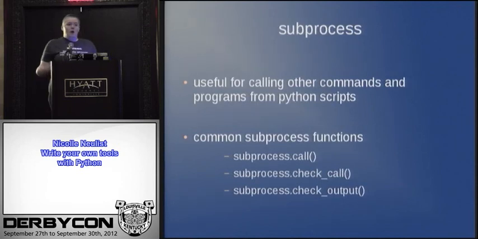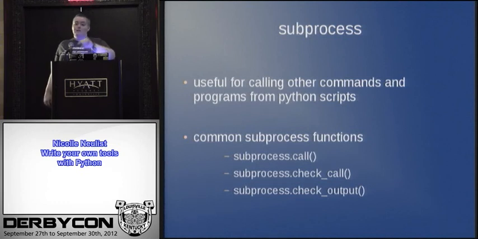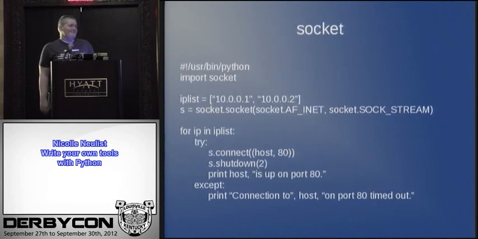Subprocess. Let's say you want to call another program from your Python script. subprocess.call just runs it. In the parentheses, you would put the arguments that you need for the subprocess, and subprocess.call just runs it. subprocess.check_call returns the exit code for the subprocess. subprocess.check_output returns the text output, like what that subprocess would have printed to your console, which is nice if you want to parse the output of another program while your Python script is running.